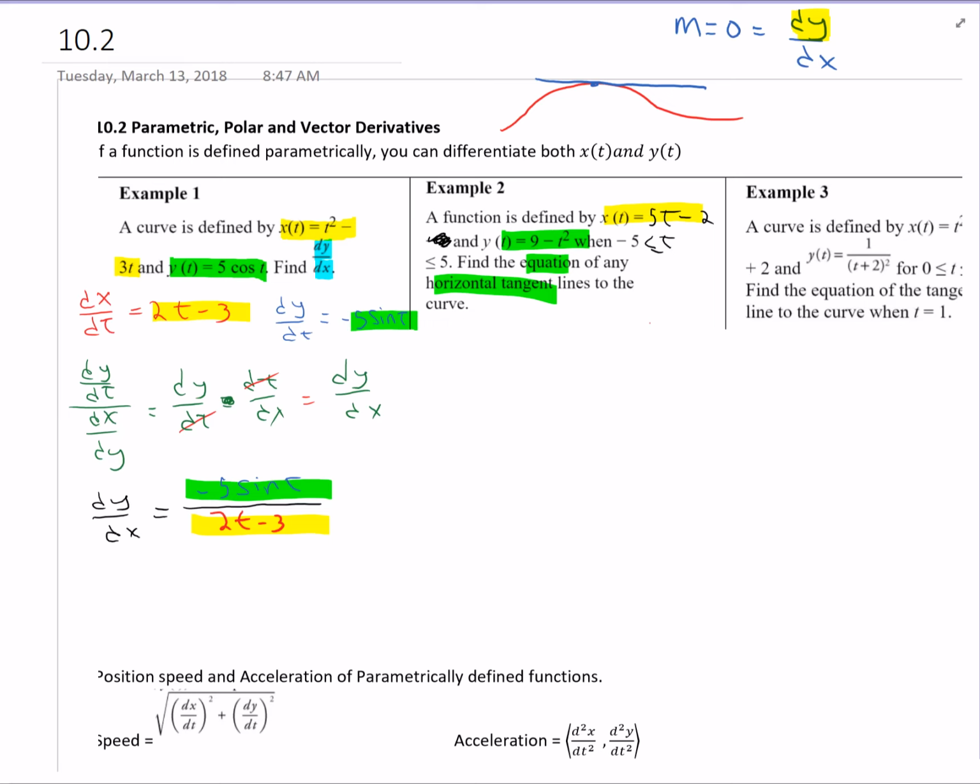So I don't even really need to take the derivative of x yet. I just need to find dy/dt, which is the derivative of this, which is negative 2t. Set it equal to 0, because I want to know when it is 0. And it turns out it's 0 when t equals 0.